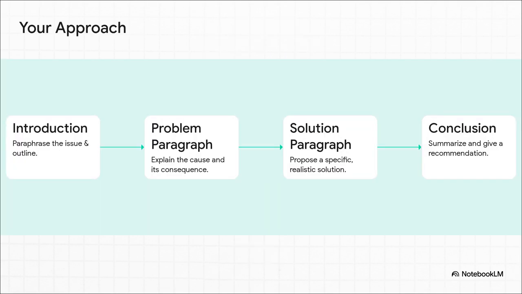And when you do tackle it, here's your game plan step by step. Paraphrase and outline in your intro. Detail the cause and its consequences in your problem paragraph. Offer a specific, realistic solution in the next. And finally, bring it all home by summarizing in your conclusion. You have the blueprint. You know the steps. The only real question left is, what amazing Band 9 essay are you going to build first?